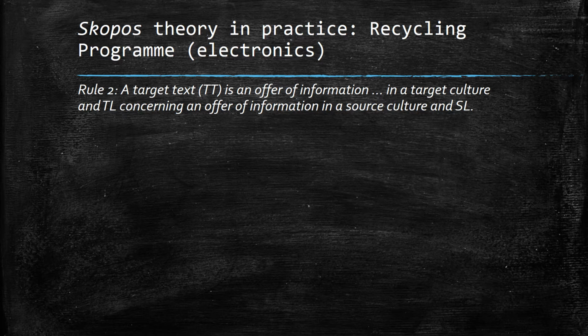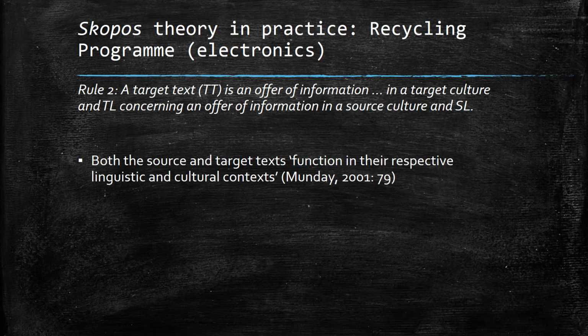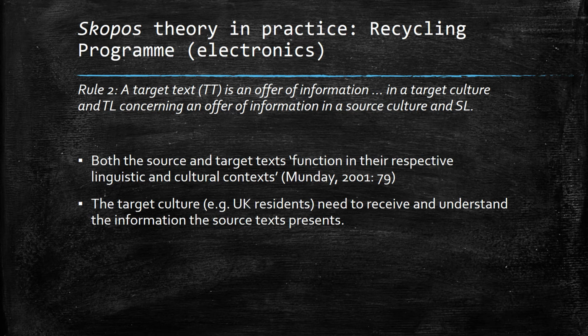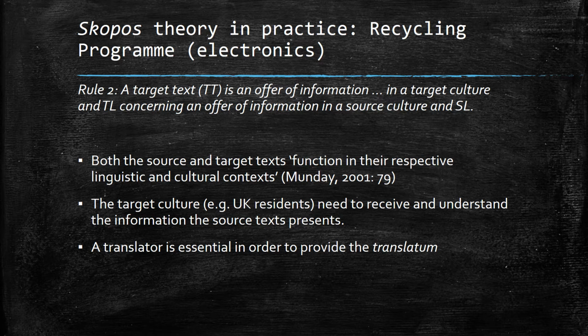Rule 2. A target text is an offer of information in a target culture and target language concerning an offer of information in a source culture and source language. This means that both the source and target texts function in their respective linguistic and cultural contexts. The target culture, i.e. the UK residents, need to receive and understand the information the source text presents, and a translator is essential in order to provide the translation. Without the translator, it's not possible to provide a correct target text.